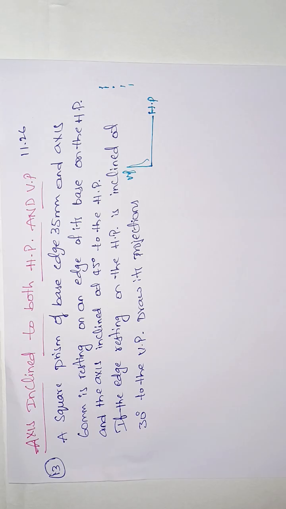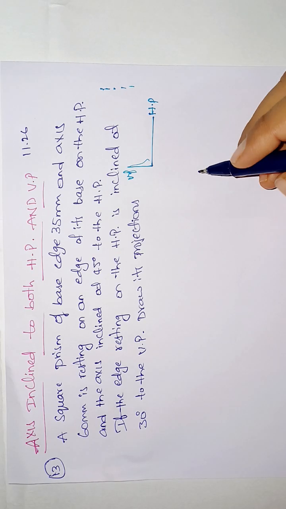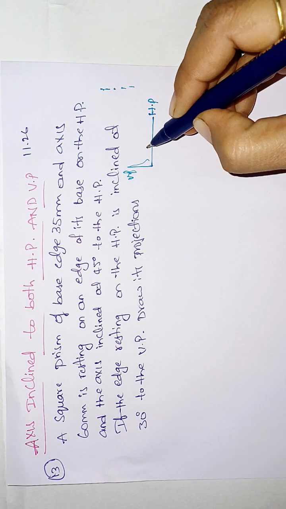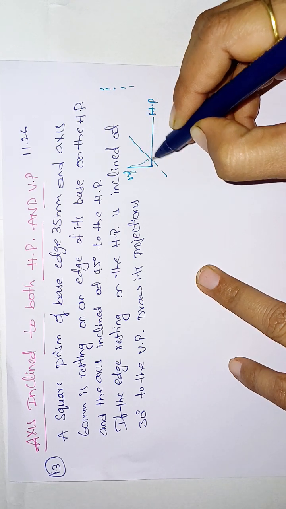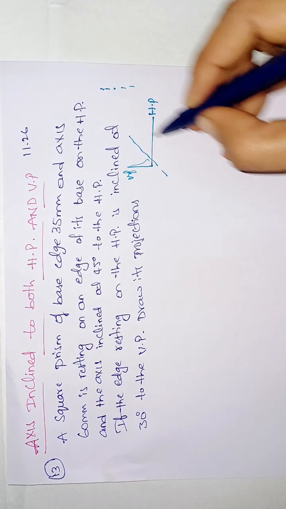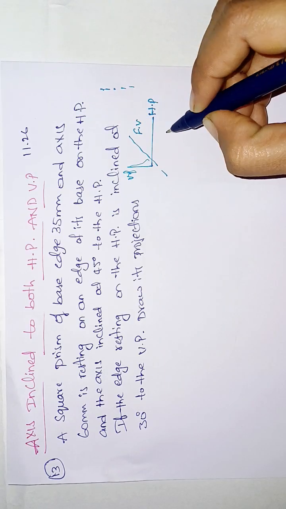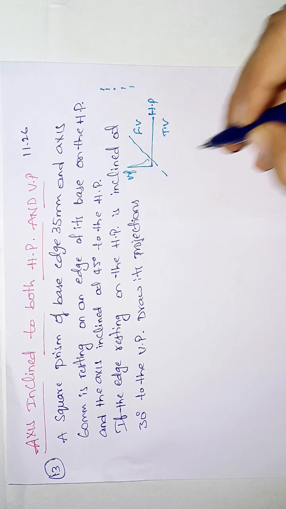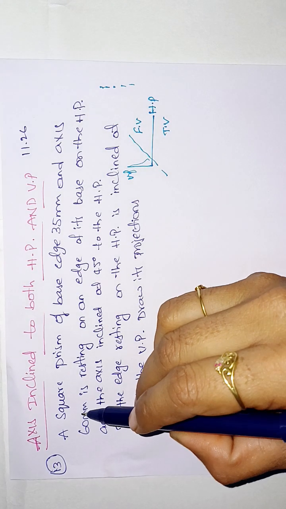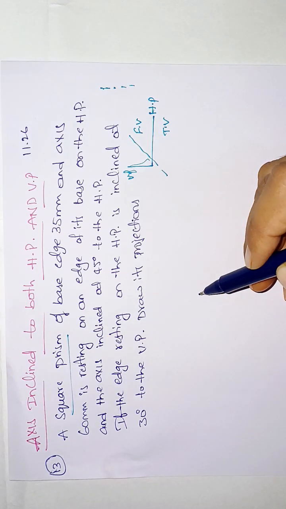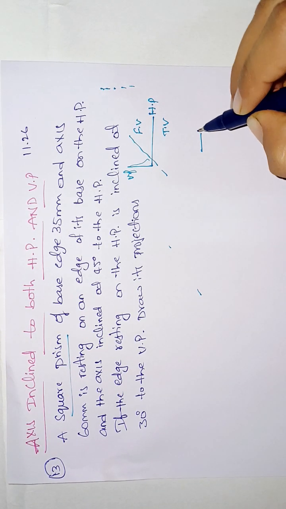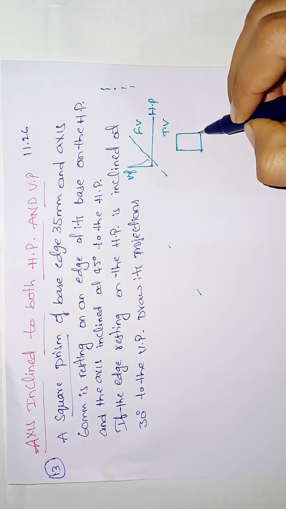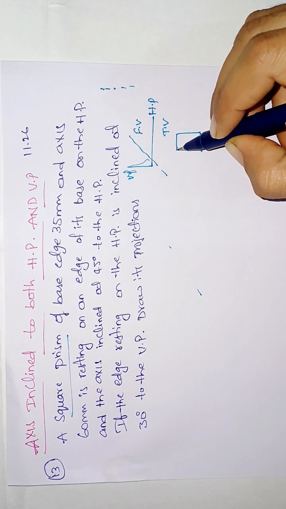The axis is inclined to both HP and VP, which means we have to draw the front view and top view diagrams for the given data. Here a square prism is mentioned. Prism means you have to draw two bases.